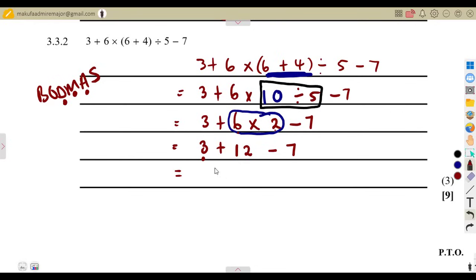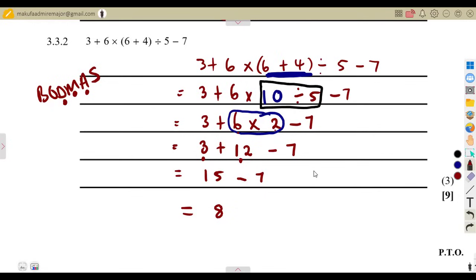Then we're going to add these two. 3 plus 12, that is 15, minus 7. So 15 minus 7, that is going to be 8. So this is going to give us 8 at the end. So that was it. BODMAS can be used to simplify these typical questions.